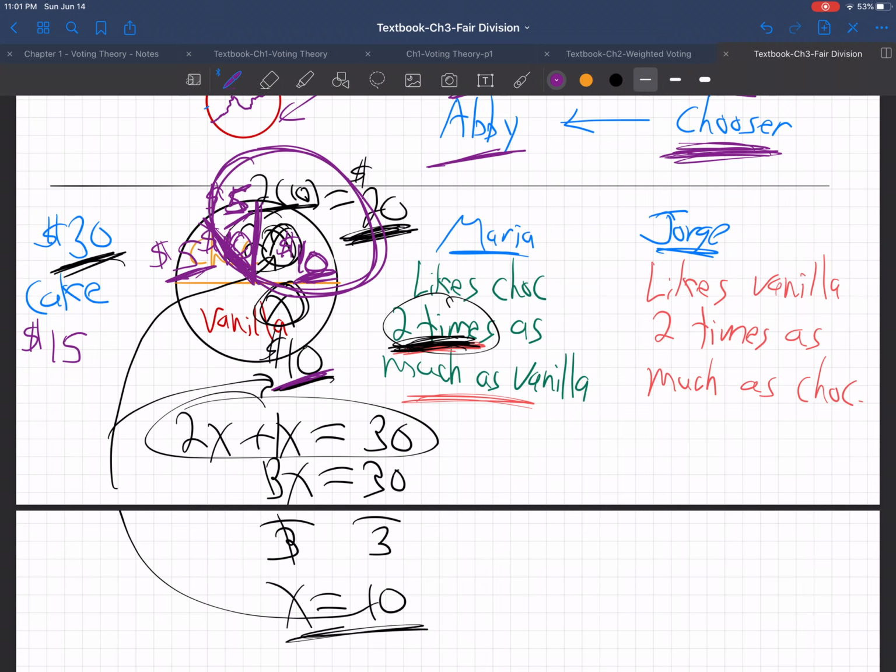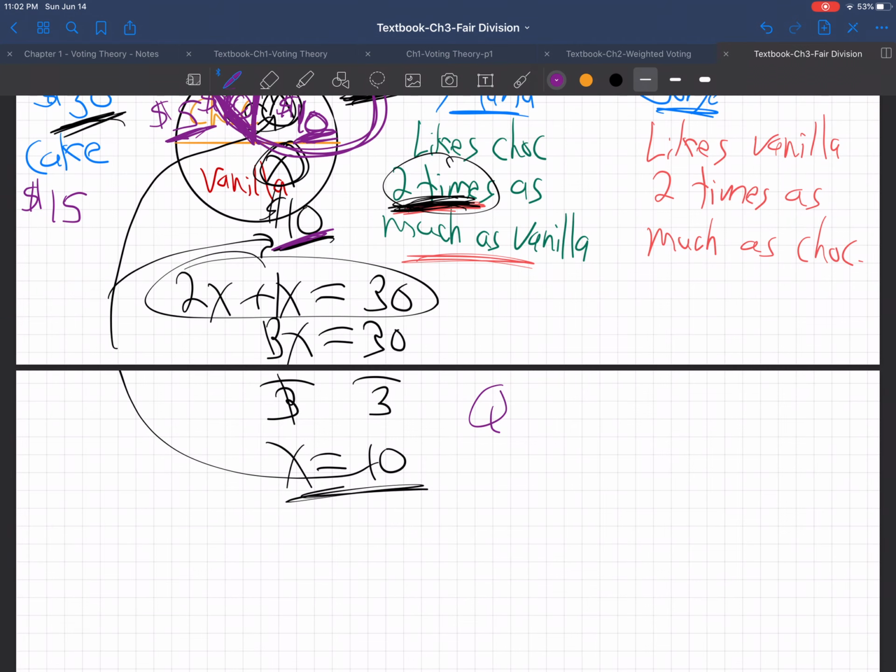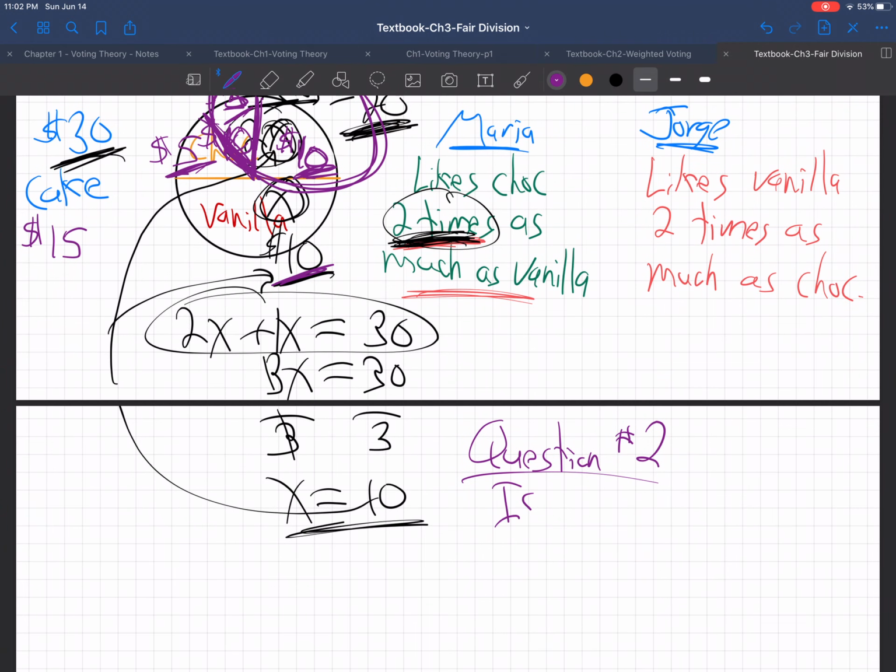Now, I won't go on. The details will be in the homework, and you can watch the videos. They'll go more slowly than I just did, and you can work stuff out. But I just wanted to put in your mind question number 2 then from the video. Question number 2 is what is this? What's the issue here with the Maria Jorge cake?